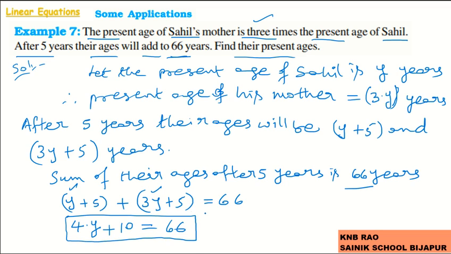Now on solving this, you know the method of solving. Now we shall do it. Now 4y plus 10 equals 66.